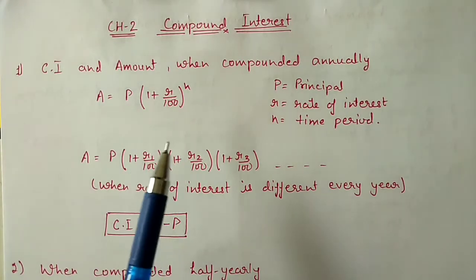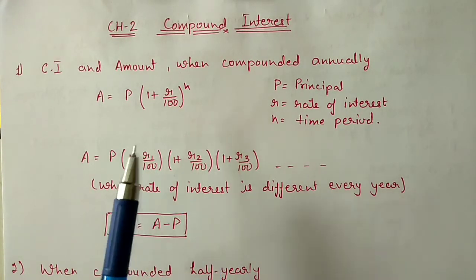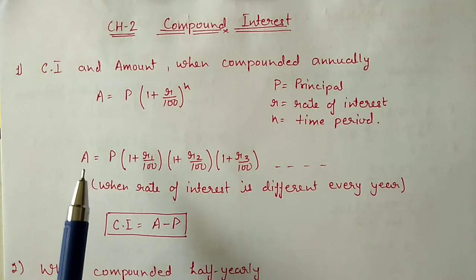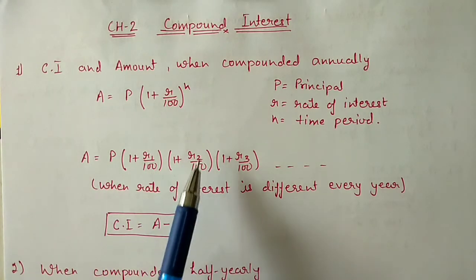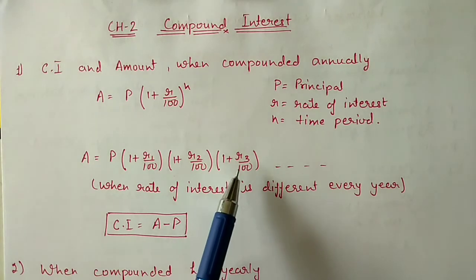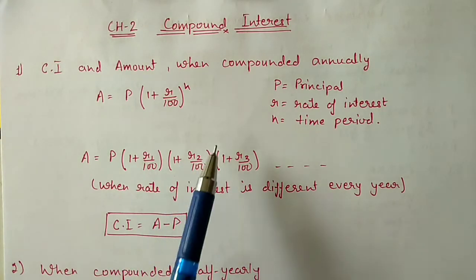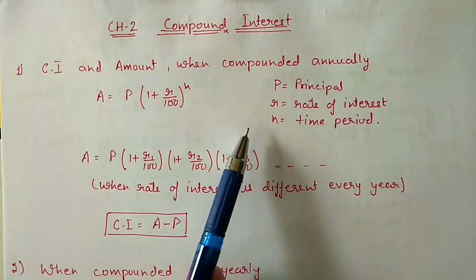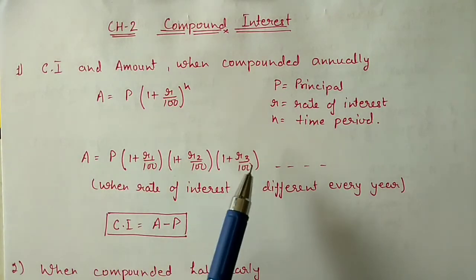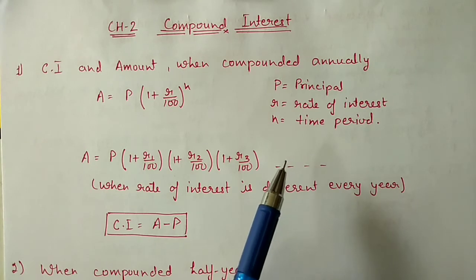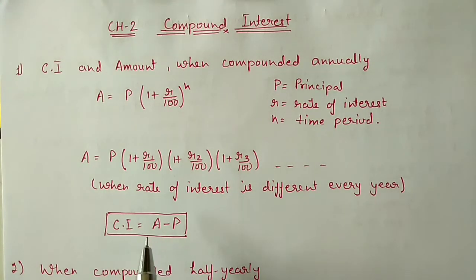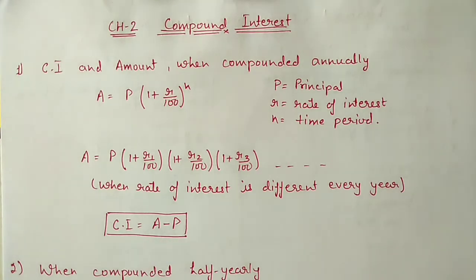If you have a different rate of interest for different years, then in that case you can use this formula: A is equal to P (1 + R1/100)(1 + R2/100)(1 + R3/100). If it is a 2-year calculation, take till here, don't take the third bracket. If it is a 3-year calculation, then take the third bracket. If it is a 4-year calculation, then you can include one more bracket. To find compound interest, we'll use the same formula. Compound interest is equal to A minus P.